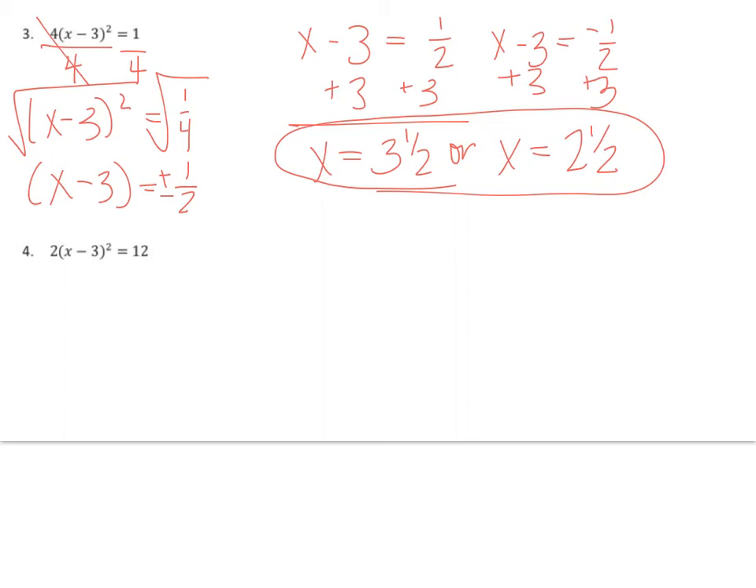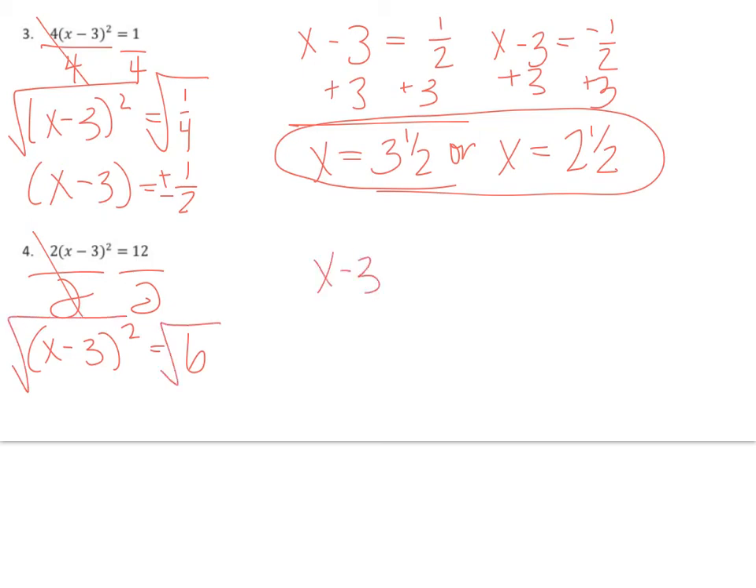Okay, next, again, the same thing. I've got a 2 over there, which I don't want. And I know I'm going to take the square root of that. So divide both sides by 2 first. X minus 3 squared equals 6. 6 is not a perfect square, but I'm still going for it. I have x minus 3 equals plus or minus the square root of 6. Separate that into 2 problems.